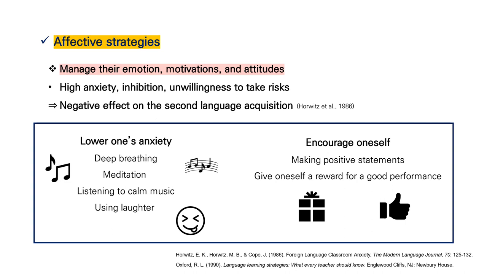These strategies include specific methods to lower one's anxiety, like deep breathing, meditation, listening to calm music, and using laughter. Making positive statements and giving oneself a reward for a good performance are also good methods of affective strategies because they enable learners to take risks in language learning situations.